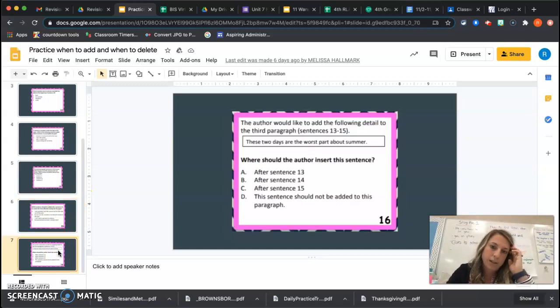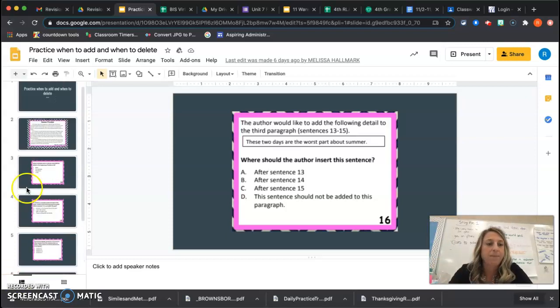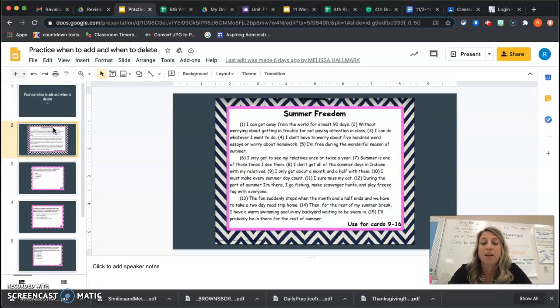And the last one, the author would like to add the following detail to the third paragraph. Where should he insert the sentence? So instead of taking out something that's wrong, we want to add in something that's good. But remember, it has to go in the flow of the story. So I want you to look and it says 13, 14, or 15. So the sentence, these 2 days are the worst part about summer. I'm going to go back up to the story and I want you to decide, does that sentence need to go after 13, 14, or 15? You may pause it right now and make your choice.